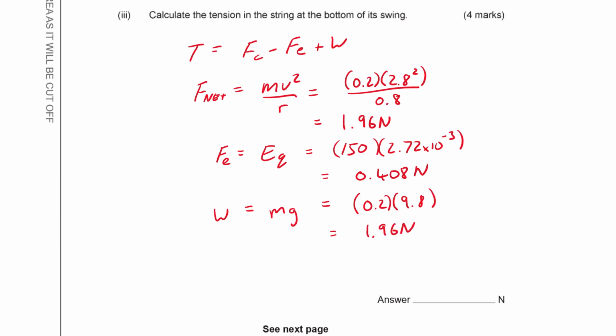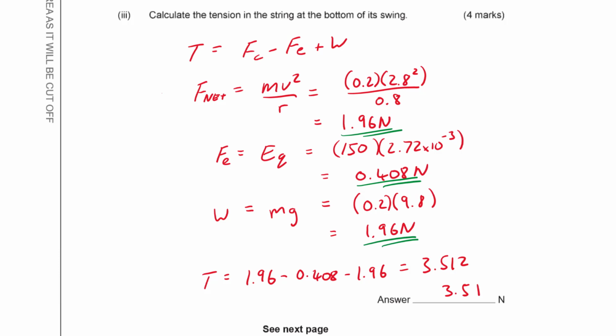So now I've got three values that I can use. I've got 1.96 for the net force, I've got the electric force of 0.48, and I've got the weight force of 1.96. So I just need to put them in this equation here at the top, and I end up getting 3.51 newtons. And there we are.